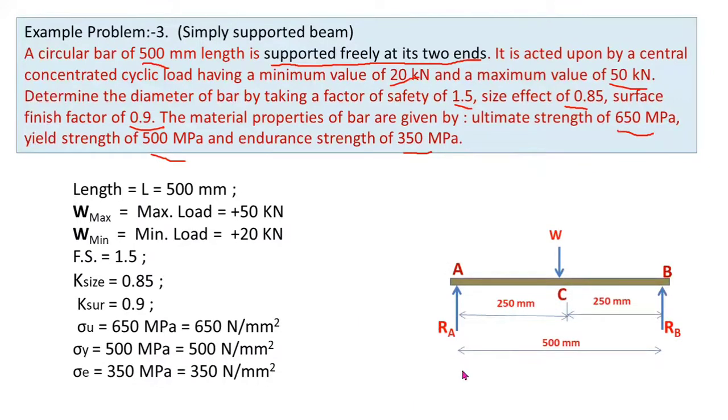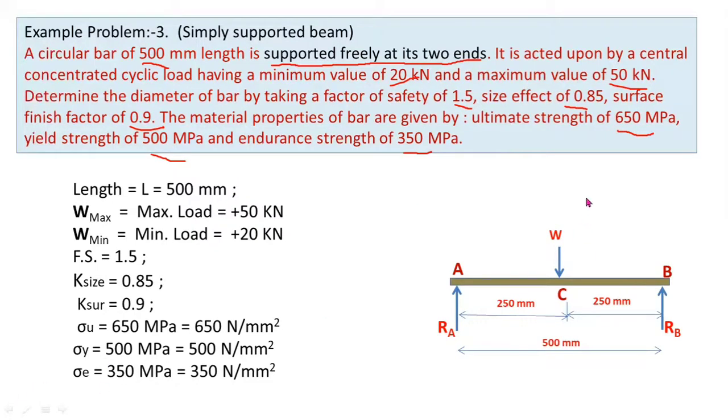This is a simply supported beam, carries a centrally concentrated load. W is the variable load. So here W is a fluctuating load, variable or fluctuating load. That means positive plus 50 kilonewtons and plus 20 kilonewtons. These two are acting at a point C. Here you can observe the length of beam AB equal to 500 mm. So this length L equal to 500 mm is given.